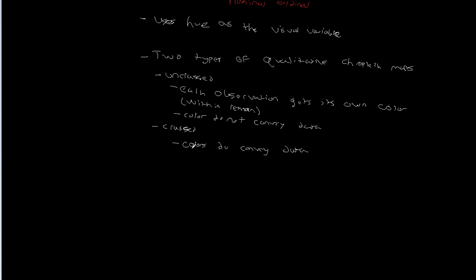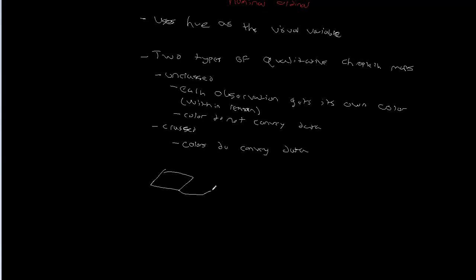But in this case, the colors actually imply something, right? Unlike the unclassed, where the colors don't mean anything, they're just there to help improve contrast, in a classed qualitative Choropleth map, the colors are actually telling us something. Let's go ahead and just look at what that might look like on a map as a quick example.